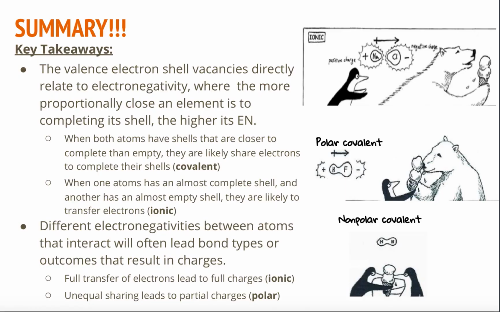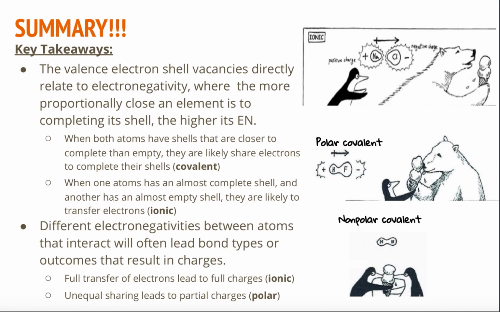All right, summary. Valence electron shell vacancies directly relate to electronegativity, and that electronegativity is typically related to how close an element is to completing its shell. And the closer it is, the higher its electronegativity number typically is. When both atoms have shells that are closer to complete than empty, they are likely to share their electrons to complete their shell, meaning they're going to make a covalent bond. But when one is almost complete and one is almost empty, what's typically going to happen is a transfer of electrons, in this case an ionic bond.